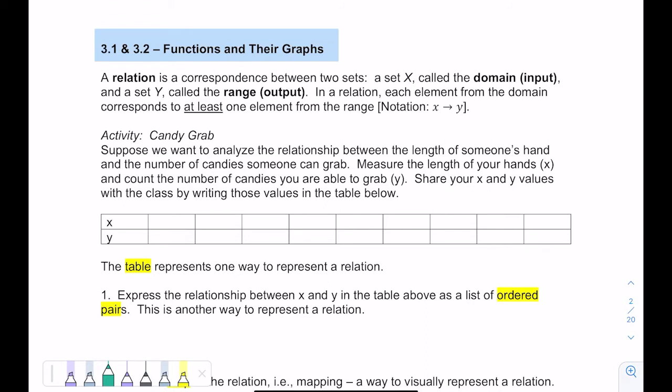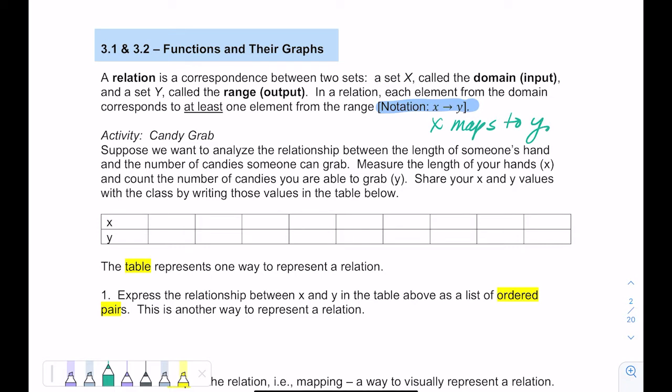Hi everyone, welcome to the lecture on 3.1 and 3.2, which is functions and their graphs. In this section, we're going to be looking at relations, which are just a set of ordered pairs that shows a correspondence between two sets. We call set X the domain or the input, and set Y is called the range or the output. You might see this notation here.